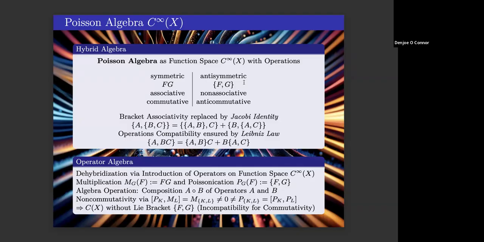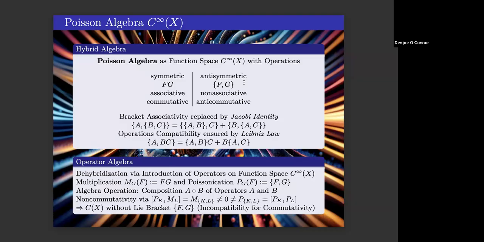And you have a symmetric and an antisymmetric one, associated and non-associated, commutative and anti-commutative, which is exactly this product of functions, which you take pointwise, and then the Poisson bracket. This one operation, the Poisson bracket, gives you an algebra that is non-associative, and the associativity with respect to the Poisson bracket is replaced by this Jacobi identity, which is just true for Lie algebras.